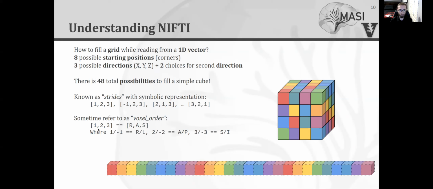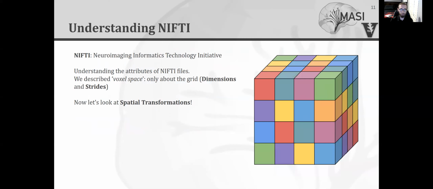So for example, 1, 2, 3 is RAS, where 1 and -1 mean right and left, 2 and -2 are anterior and posterior, and 3 and -3 are superior and inferior. So this voxel order or stride is how you go from a 1D array to a 3D array. So the dimension and the stride are 2 attributes of the Nifti file that refer to what we call the voxel space. It's only about the grid. It's really just about the cube of data.